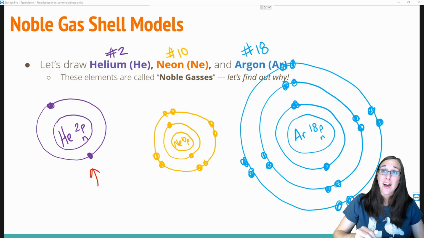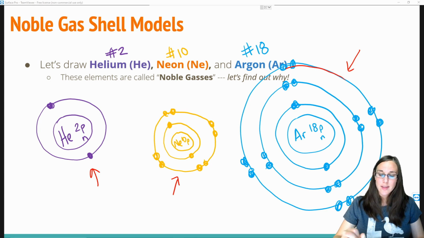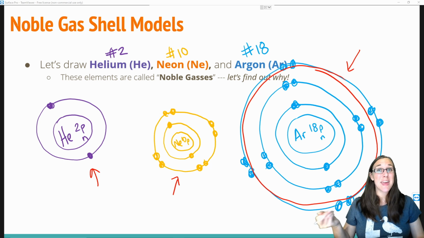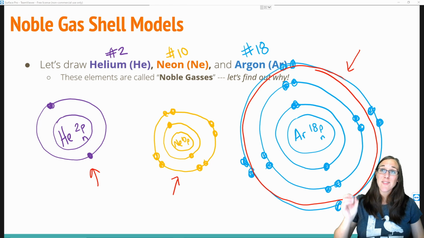And in neon, we see that the outer shell has 8. You can't fit any more than that. There's no lonely electrons there. They all have a date, right? And in argon, we also have the outer shell, the one that's all the way on the outside, also completely filled with 8. You can't fit any more in that shell. So what noble gases have in common is that they all have a filled outer shell.